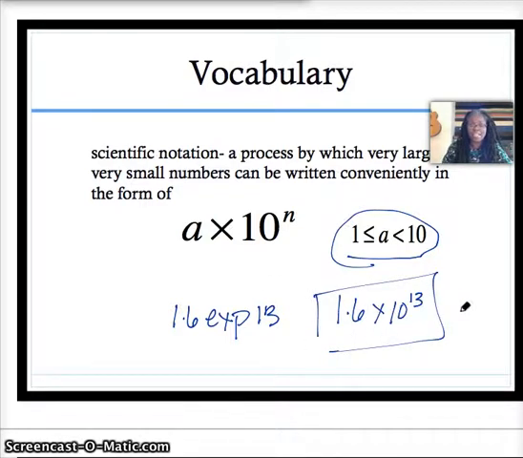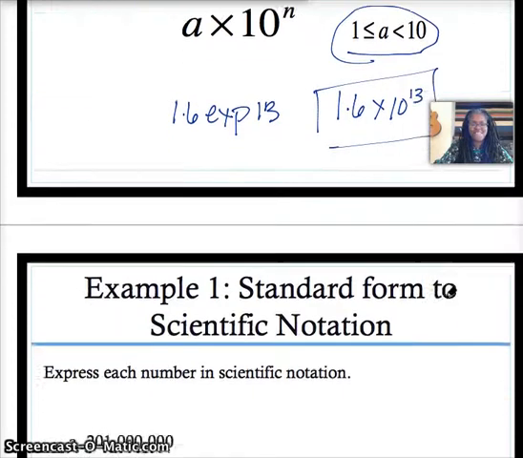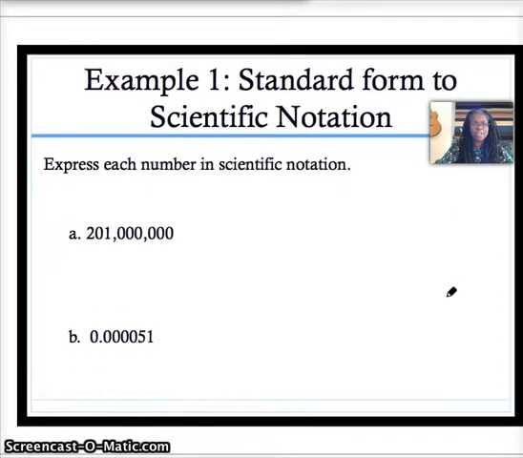And oftentimes the calculator would do that because it doesn't have enough space or enough digits. It can only show a certain number of digits. So with that in mind, we're going to go ahead and get some example problems done. So this first example problem, what we're doing is we're going to take a large number, a small number, and write it in scientific notation. Remember, the key is to have some number times 10 to a power.